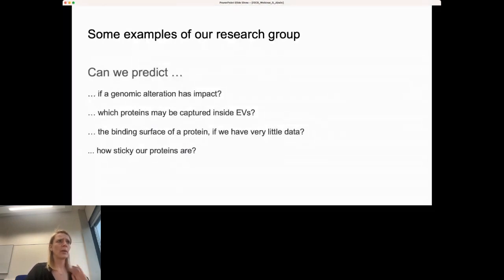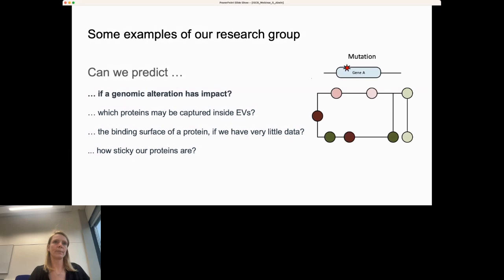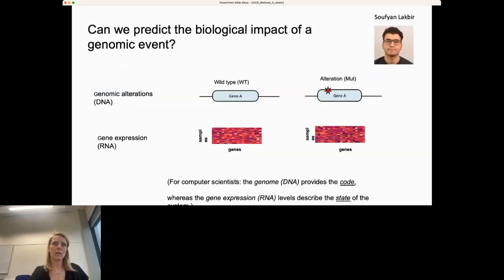So I will go through 3 examples, and then the fourth example will actually be presented by Uemi van Gils, who you saw in the introduction. And so the first problem we're going to look at is if we can predict if a genomic alteration has impact. This is work that was mostly done by a PhD student that works with me, Soufiane Lakbier.